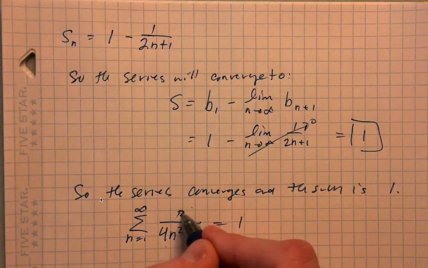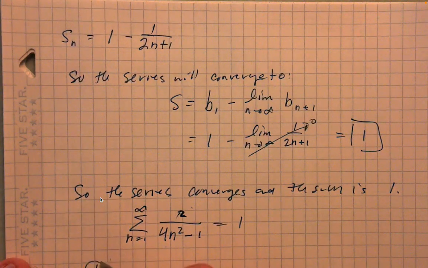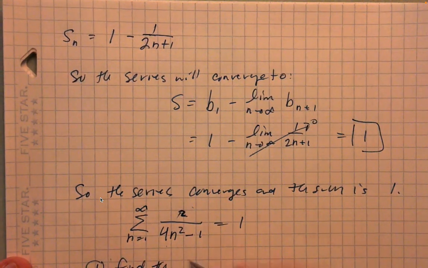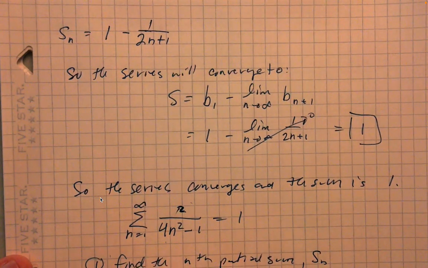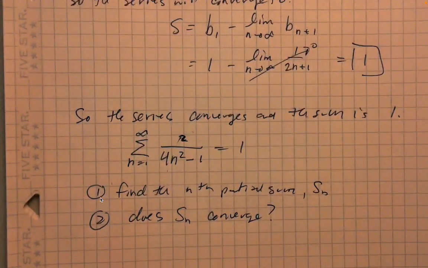The way to think about it is, one, find the nth partial sum, S of n. Two, does S of n converge? It's not about whether or not a of n converges, it's about whether or not S of n converges. Okay.